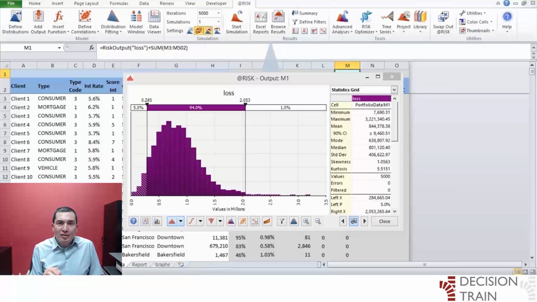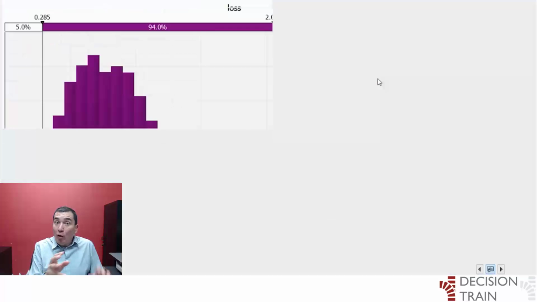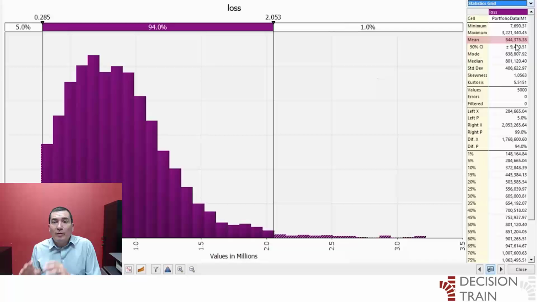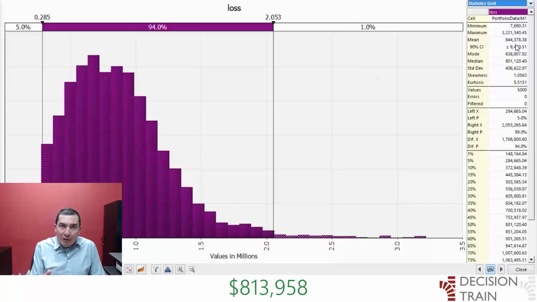When the simulation has stopped, the following chart for loss should appear completed. Notice the mean at 844,000. This implies that, on average, this loan portfolio is bound to accumulate average losses of that amount. Theoretically, this mean should converge to the total expected loss of 813,958, calculated deterministically on K1.